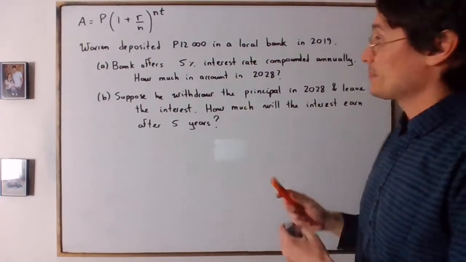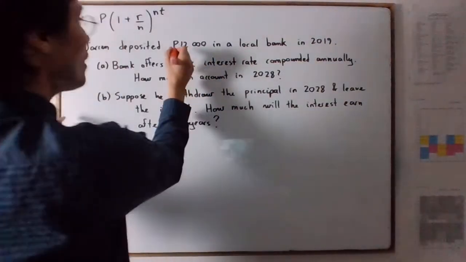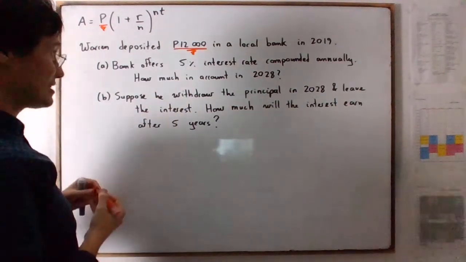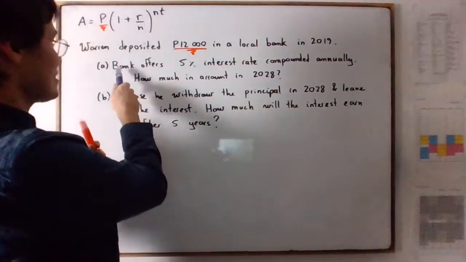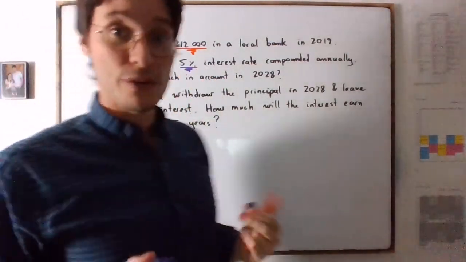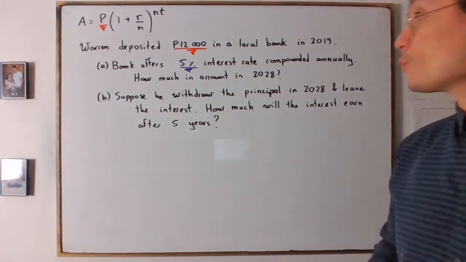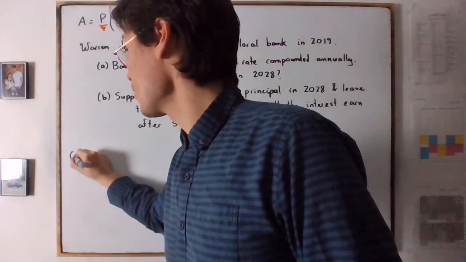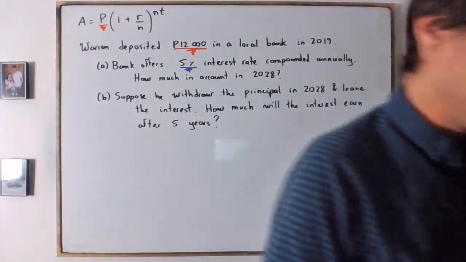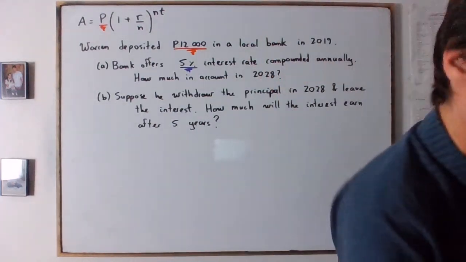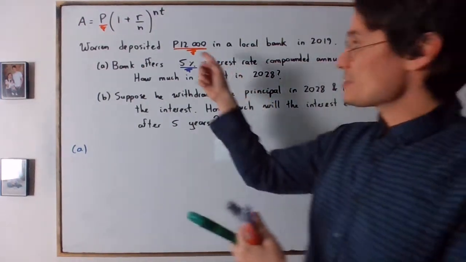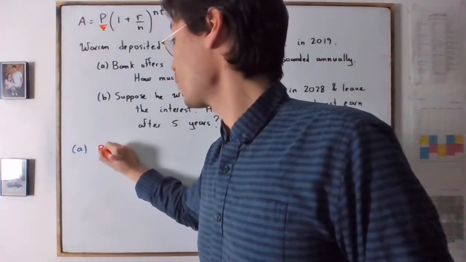So how are you going to do that? Well, 12,000 pesos is your principal, so that's this thing. Then let's have a look. The bank is offering a 5% interest rate. Now be careful about that. By the way, just to let you know, we are right now answering letter A, so this will be the space to answer. I'm going to color code this in blue. This is the space in which I'm going to answer letter A. And so we have that P is equal to 12,000.